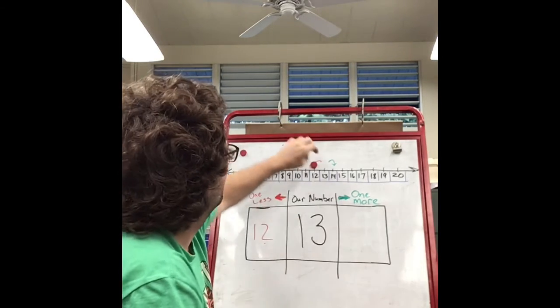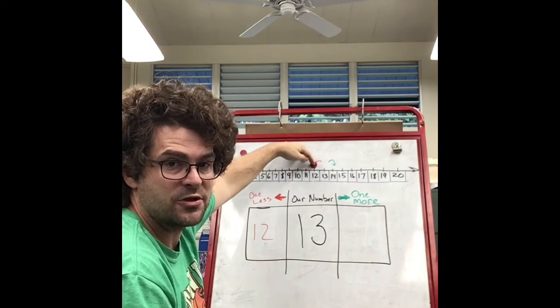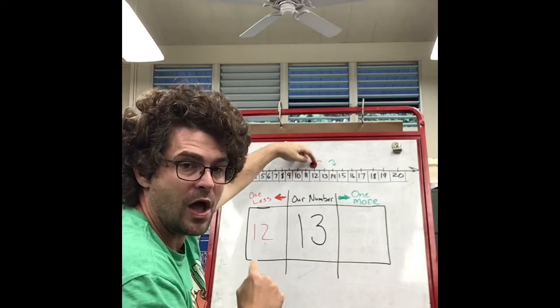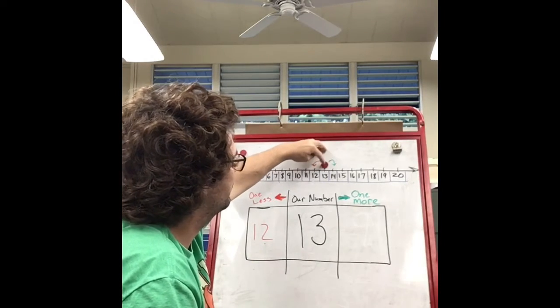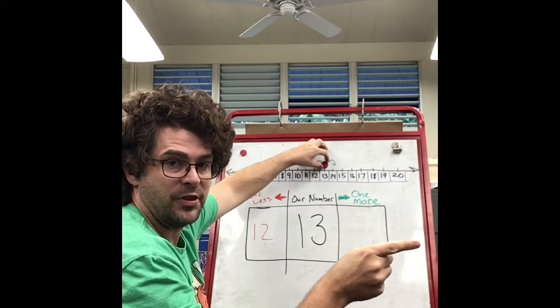We want to figure out our one more. We have got to go back to your starting point. Don't start from here, because we're not trying to figure out what's one more than 12. We want to go back to our starting point of 13. Okay? One greater is going to be jumping that way.